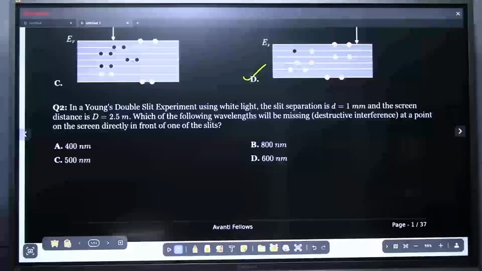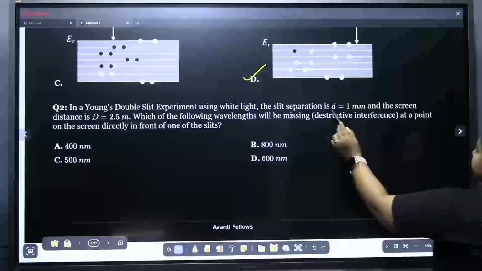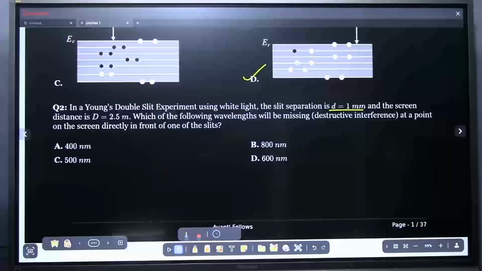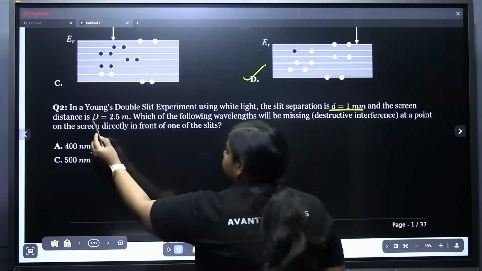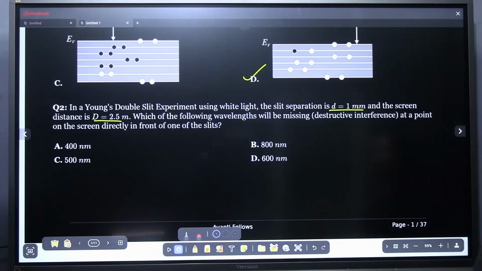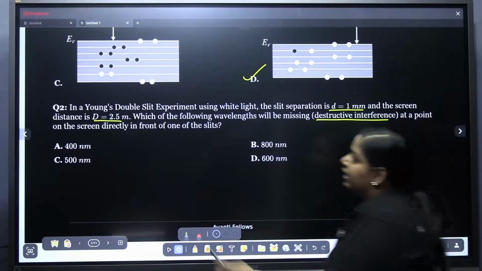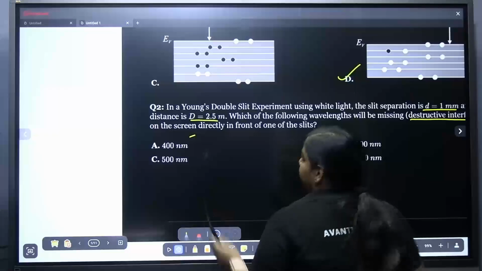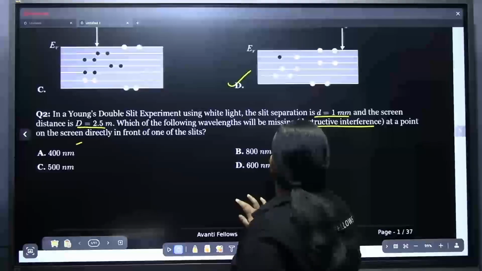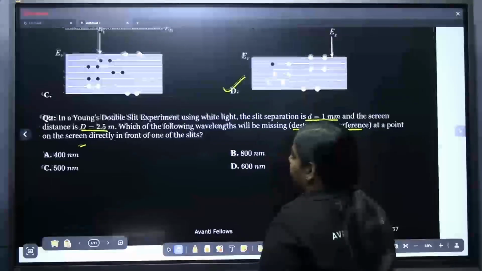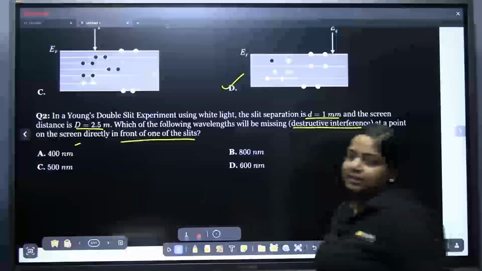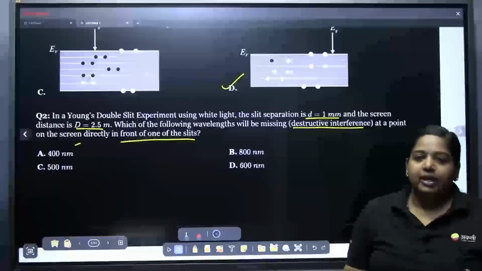In a Young's double slit experiment, while using white light, the slit separation d is given as 1 millimeter and the screen distance D is 2.5 meter. Which of the following wavelengths will be missing, having destructive interference at a point on the screen directly in front of one of the slits? Okay, this is the question.